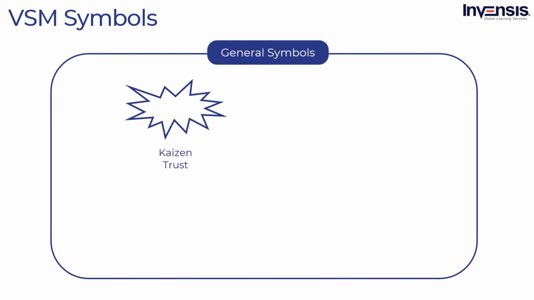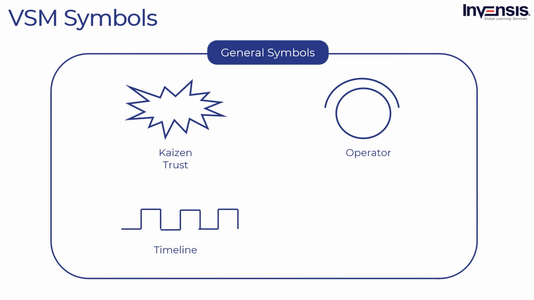The first symbol in this category is Kaizen burst. These icons are used to highlight improvement needs and plan Kaizen workshops at specific processes. They are critical to achieving the future state map of the value stream. Next, we have operator. It is used to represent how many operators are needed to process the VSM family at a particular workstation. Then, we have a timeline. It is placed at the bottom and shows both waiting times and processing times. This can be used to calculate lead time and total cycle time in the VSM.